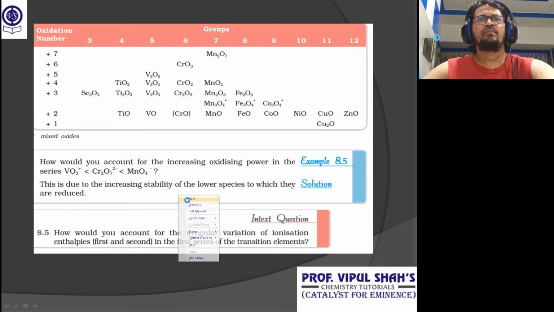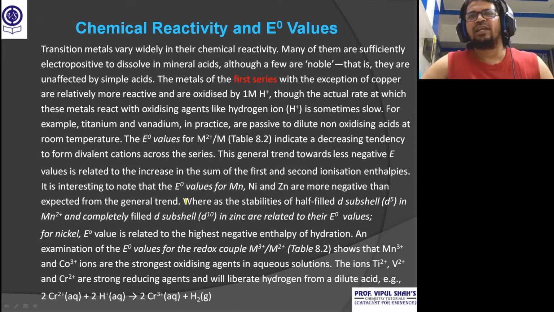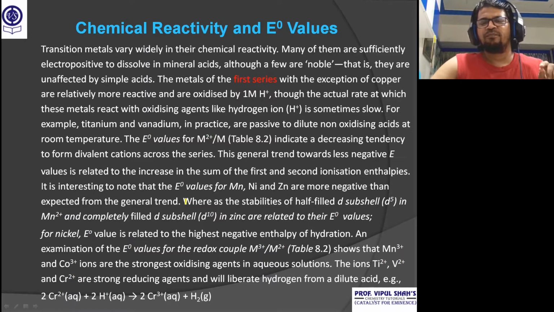Alright. Now the chemical reactivity, what we have. The ones placed above hydrogen, as I said, will undergo reduction. They are good oxidizing agents. The ones placed below hydrogen, their metals will get oxidized. That is, their SRP values are negative.